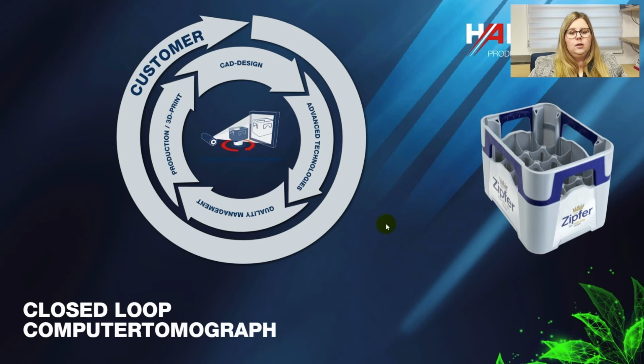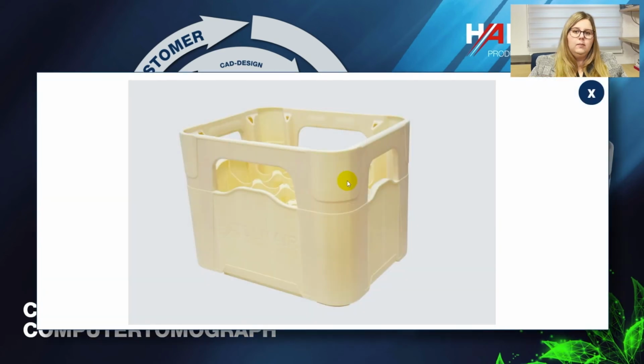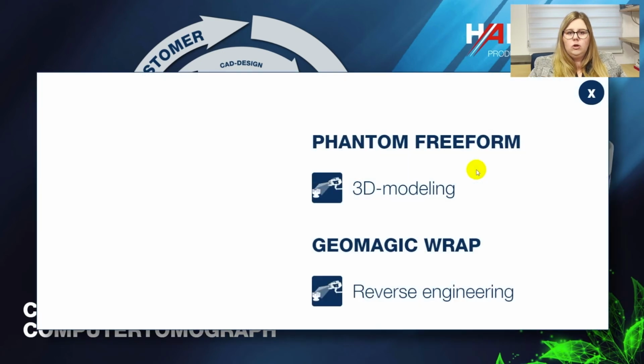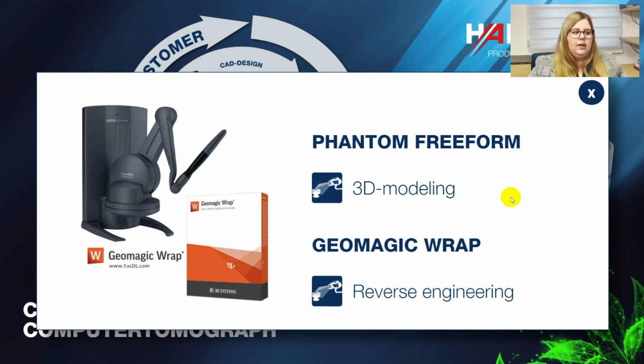And now to conclude, I have brought along the closed loop from Advanced Technology. Here we have a specific closed loop process. As I said, the client will approach us with an idea, and then we can print a prototype. So the prototype we can scan it and do reverse engineering. As I said, we use Phantom Freeform for that.